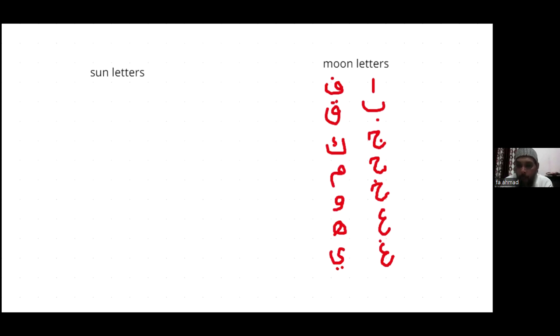It means if a word starts with a moon letter, you will read the lam, as I have shown you in the previous example, like al walad. Okay, got it? Now I give the list of sun letters.